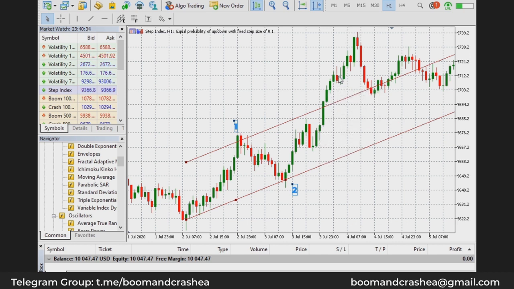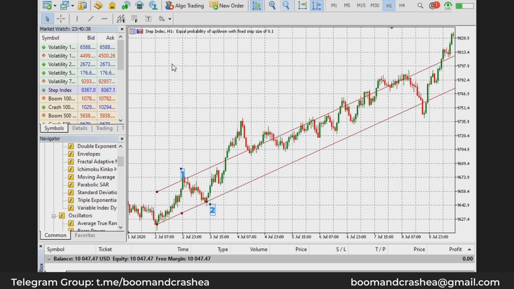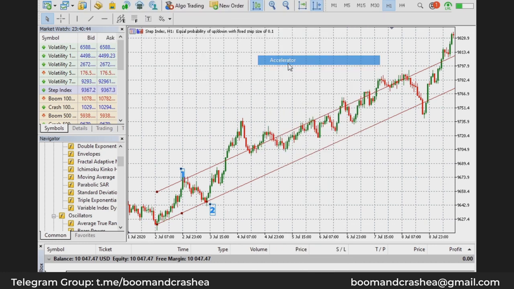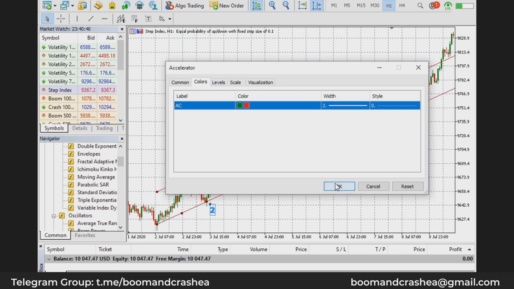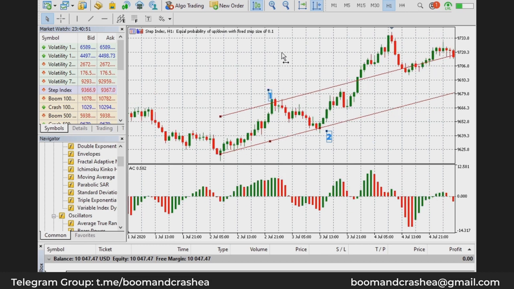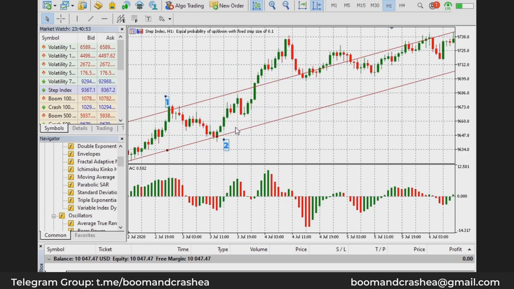Once it breaks, we know that there is an acceleration here. To confirm this acceleration, we come to Insert, Indicators, Custom, and add our accelerator. Then we click OK, and you'll see that as price broke this, the acceleration here was massive. The tallest green bar in this area is higher than every other green bar you see.